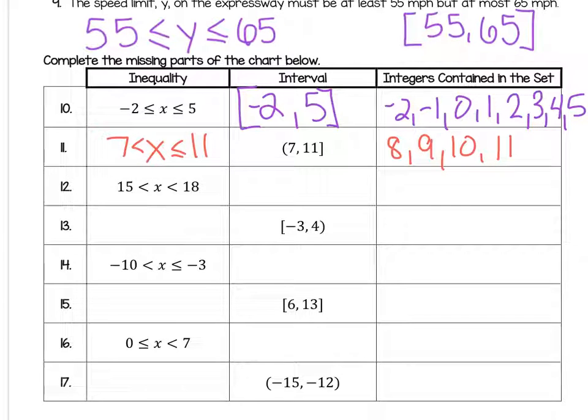All right, next one. 15 is our lower limit, and 18 is the upper limit. Neither are included, so open brackets for both ends. 15 is not included, so that means 16, 17, 18 is not included. Only looks like 16 and 17 are my integers. Okay, I'm hoping that you're getting the hang of it. I'd like for you to pause the video now and try 13 through 17 on your own. Good luck.